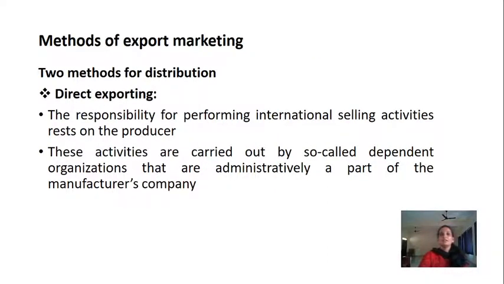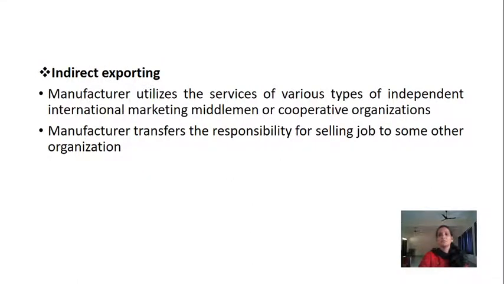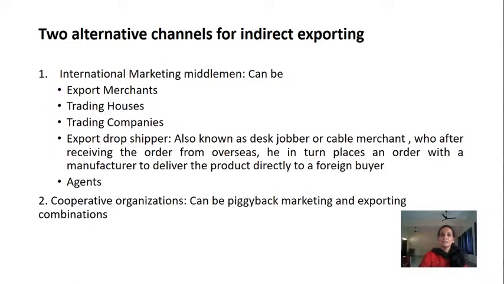Now there are two methods of export marketing: direct exporting and indirect exporting. This we have discussed earlier. Direct exporting is supplying the goods without the help of intermediaries; the manufacturer directly supplies the goods. Indirect exporting is with the help of intermediaries. There are two alternative channels for indirect exporting: international marketing middlemen or cooperative organizations.